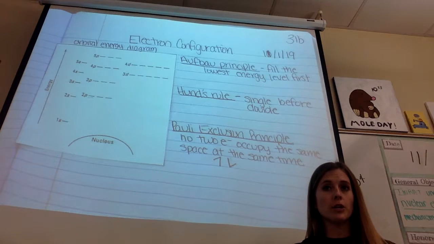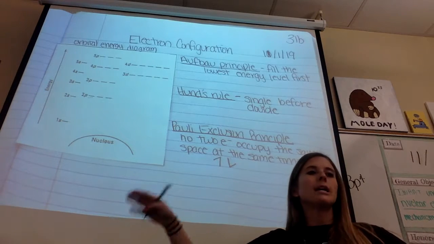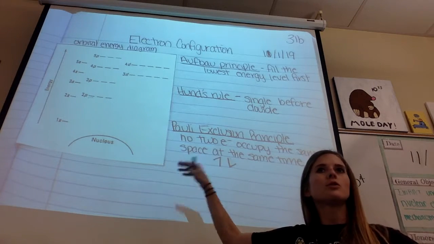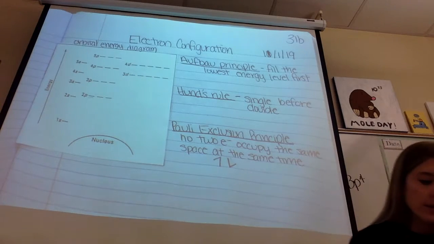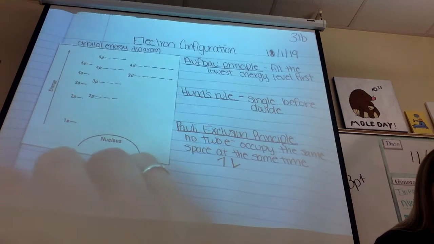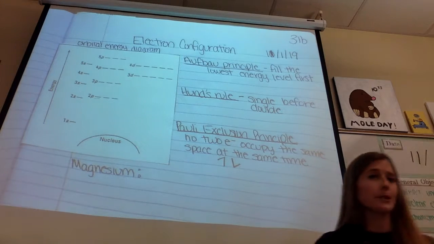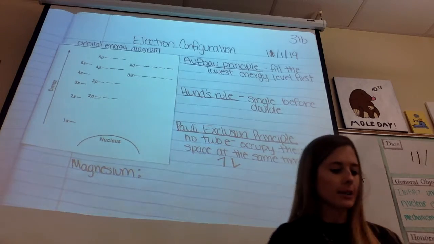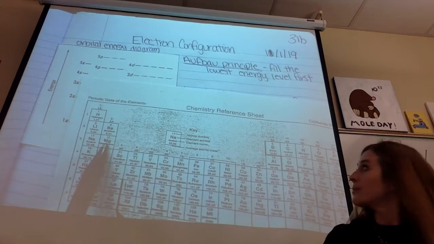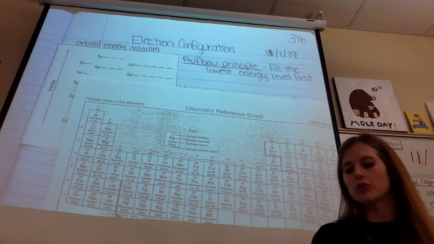Let me show you how you are going to use this. Make sure you are watching. What I suggest you do is don't copy what I do. Just watch me do it and then copy it. Because I'm going to do magnesium. My first step is how many electrons am I putting in here? You would look at your periodic table, find magnesium, and see that it is atomic number 12, right? So that's 12 electrons as well.